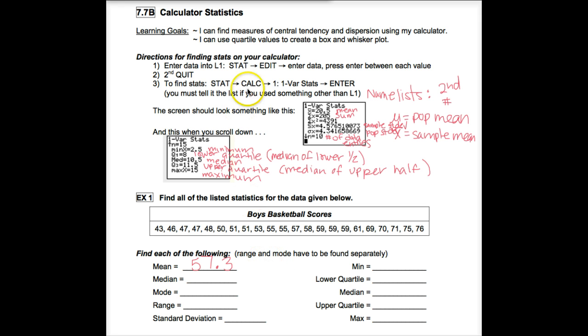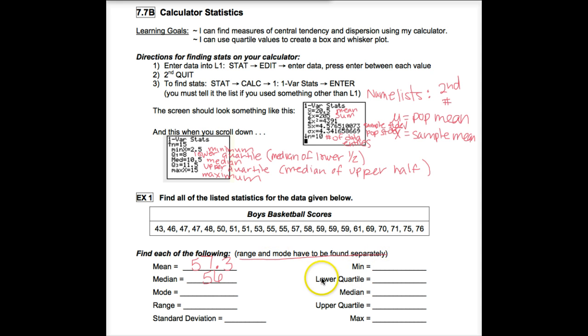So if you did not get 57.3 for your X bar, you need to go back to your data entry screen to the stat edit. There's a mistake somewhere. Check it. You should get 57.3. The median value, you have to scroll down to get that one. The MED is 56.